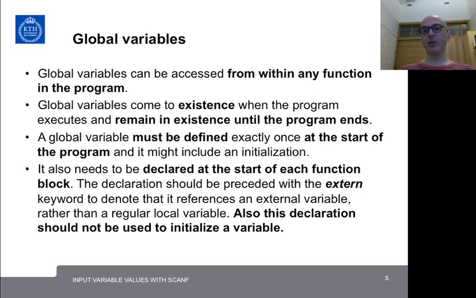How do we define the global variable? First, the global variable must be defined exactly once at the start of the program, and it might include initialization. Second, it also needs to be declared. It also needs to be preceded by the extern keyword to denote that it references an external variable rather than a regular local variable. When you use the declaration extern, type, name of your variable, you should not initialize the variable with a value.